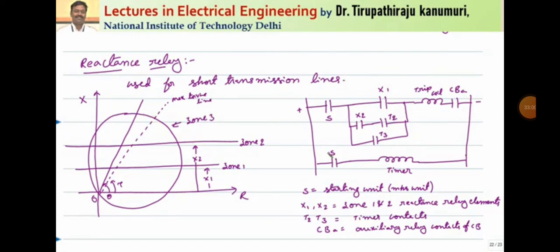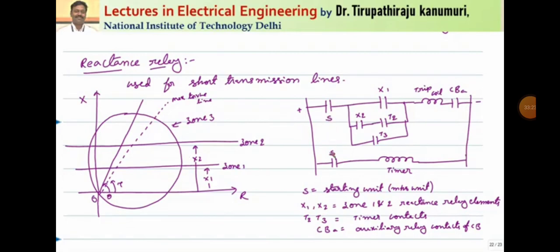So this zone number 3 will be the starting unit, because that will activate the timer, and that will be connected here also. That means only if your fault is within this range of zone number 3 will your entire relay circuit start operating. So let us assume it is within this region, that means within zone number 3. Then how will this operate?